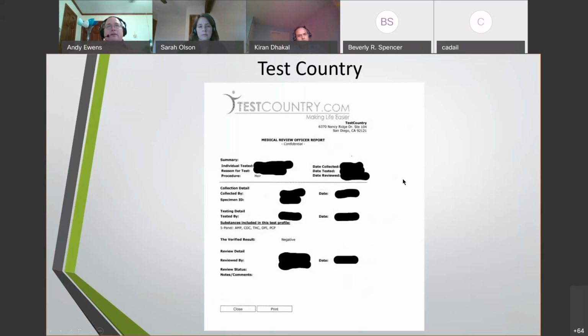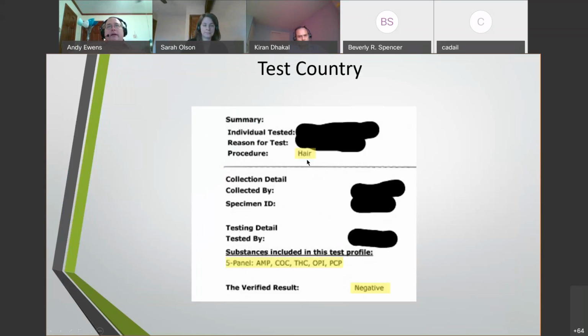This lab report is from test country. Details are shown here. So they looked at hair, and they looked at a 5-panel of drugs, which includes amphetamine, cocaine, THC or marijuana, opiates, and PCP. And I know that labs like to limit the amount of space that things take up, so they like these little 3-letter abbreviations and use that a lot. But sometimes that can be confusing.